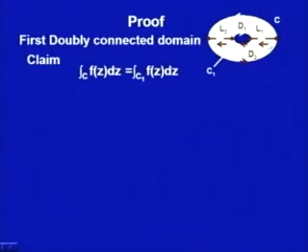Similarly this is also a simply connected domain. So what we have done, we have divided this doubly connected domain into two simply connected domains, D1 and D2. Now in a simply connected domain the Cauchy integral theorem holds. So let us see how we are going to do this. In D1, the simple closed contour I am taking is the boundary of this domain.